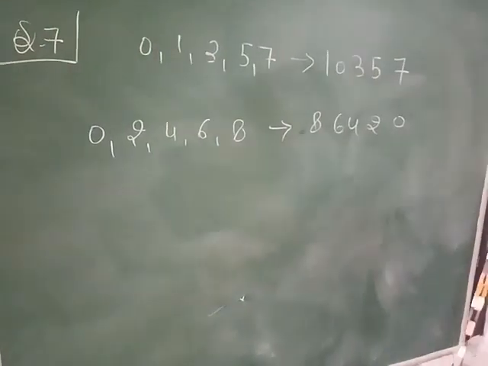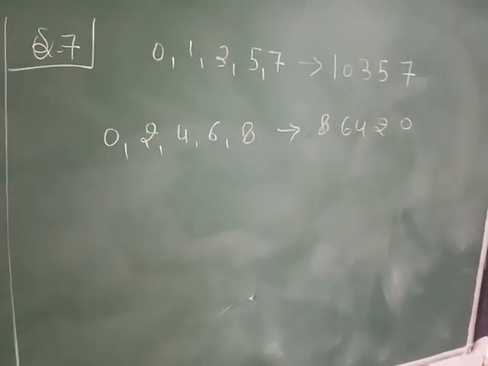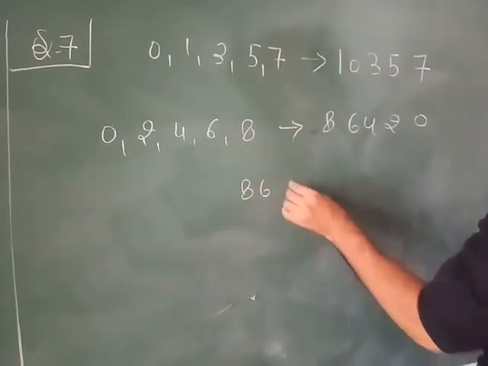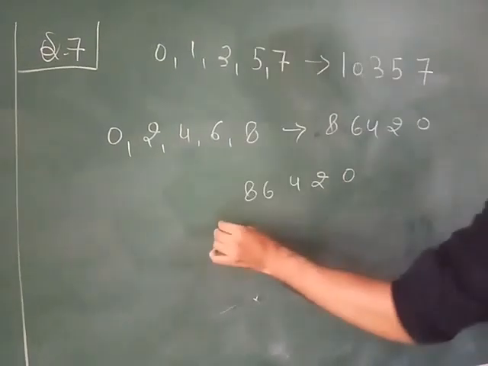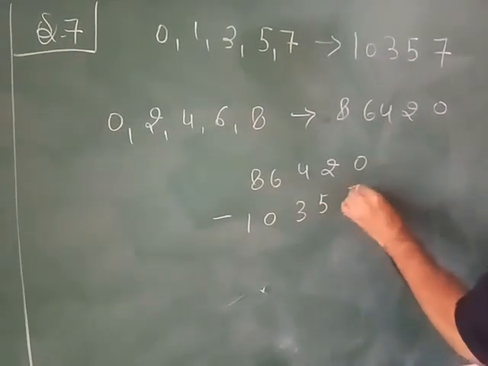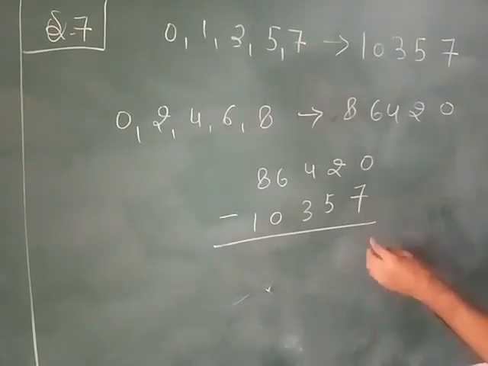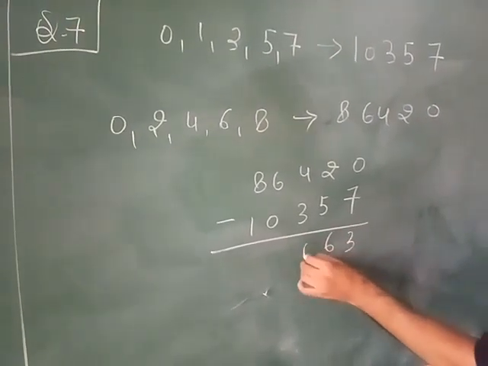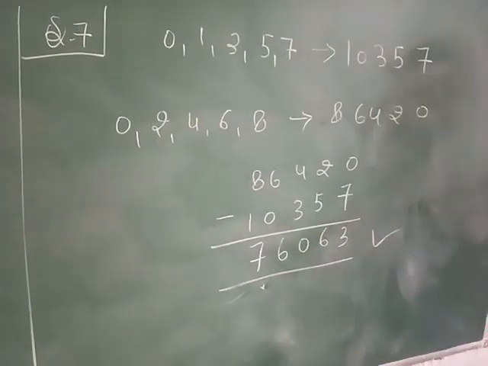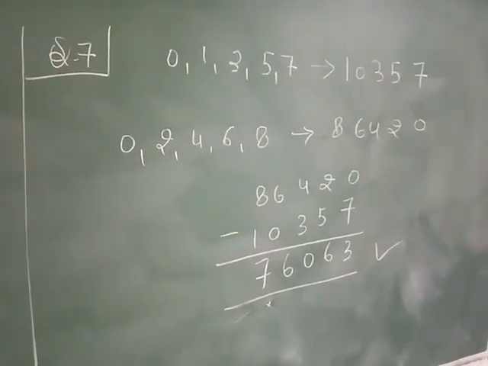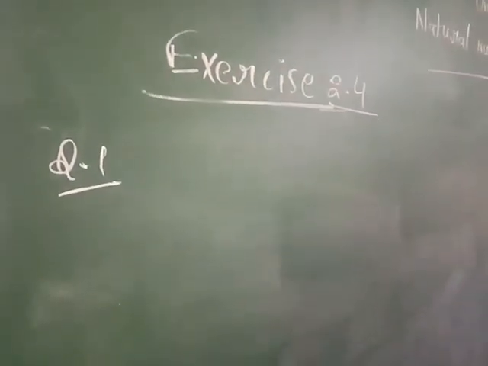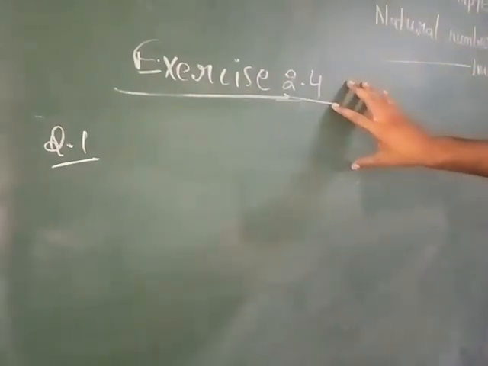And now we have to find the difference of these two numbers. So 86,420 subtract 10,357, which is 76,063. This will be the required number. Now the last question of exercise 2.3, question number 8. You can do it by yourself. Now we start exercise 2.4.